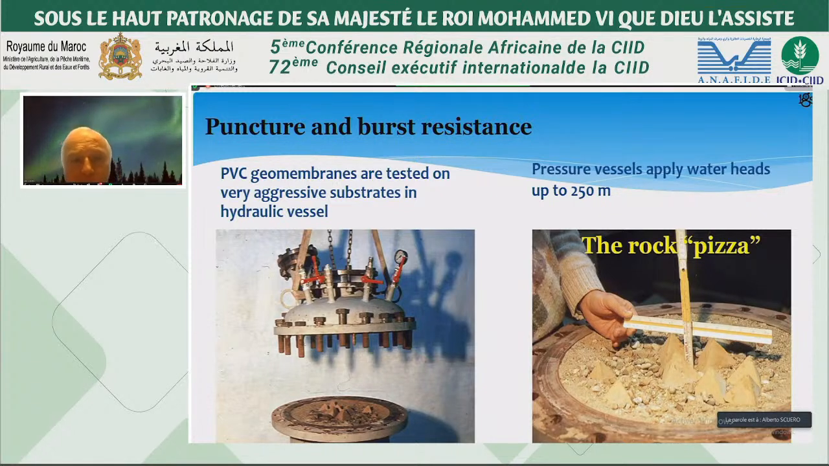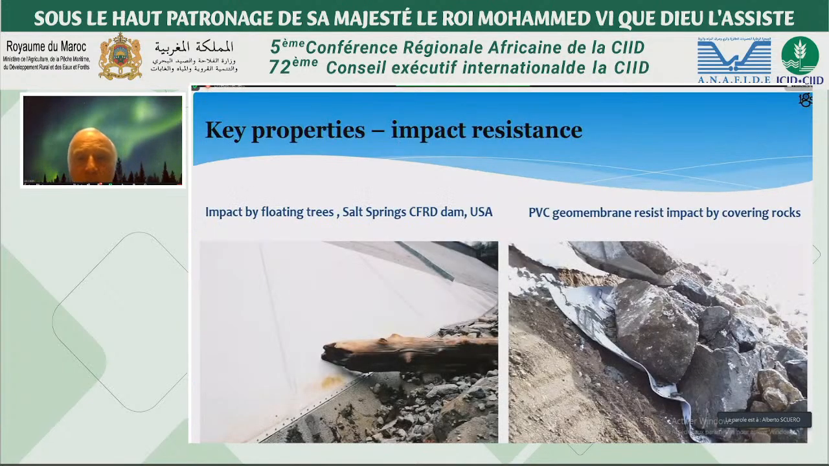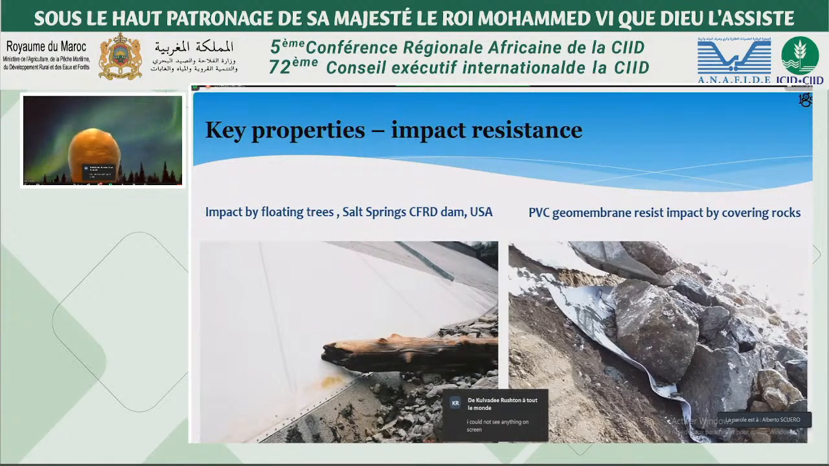PVC geomembranes are tested on very aggressive substrates in a hydraulic vessel, where the pressure vessel can apply pressure up to 250 meters. Normally a rock pizza is used. We can see that the very flexible PVC geocomposite conforms to the substrate, distributing the load, and the PVC geocomposite, very flexible and resistant, is not punctured at 100 meters hydrostatic head. They resist impact. We can see a case in a dam in the United States of placing of very heavy rocks in Austria.